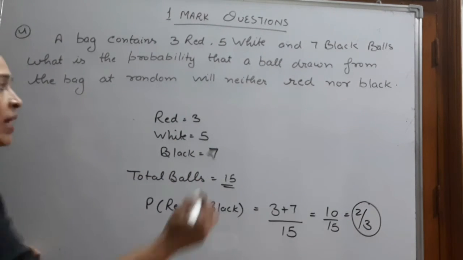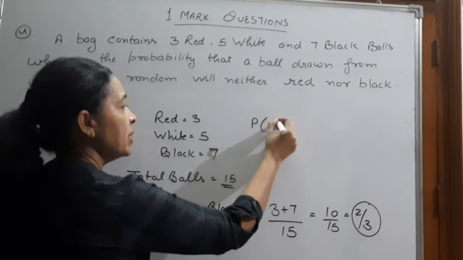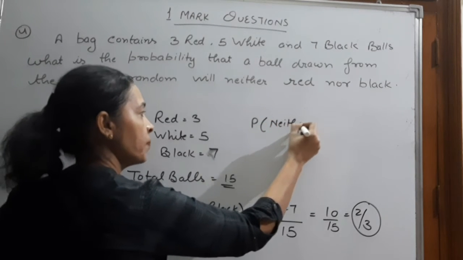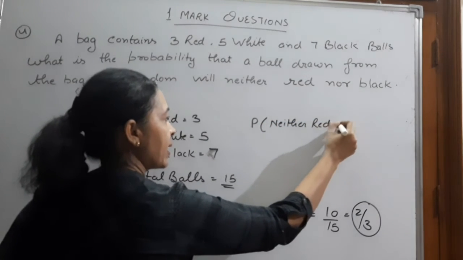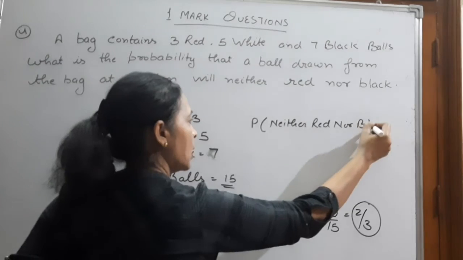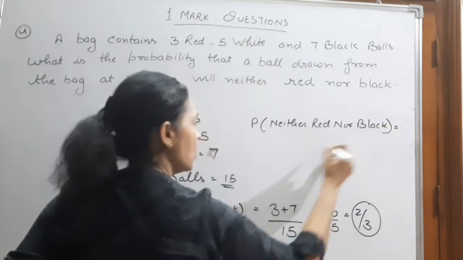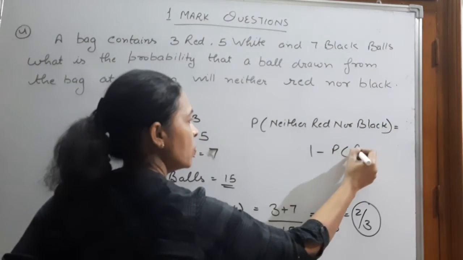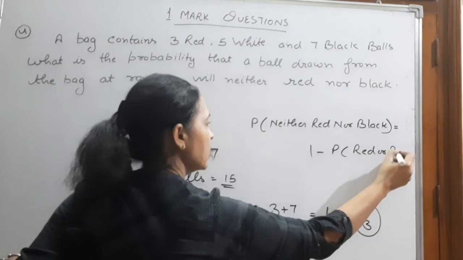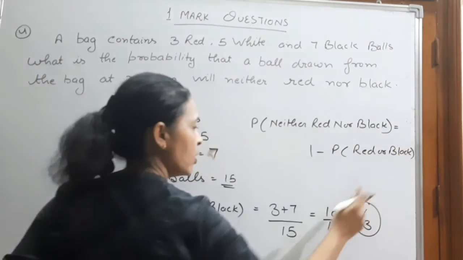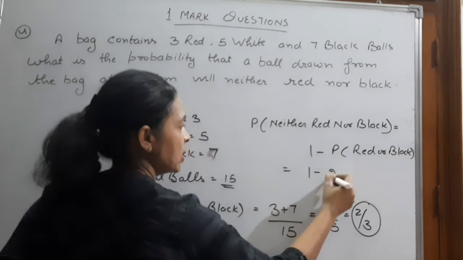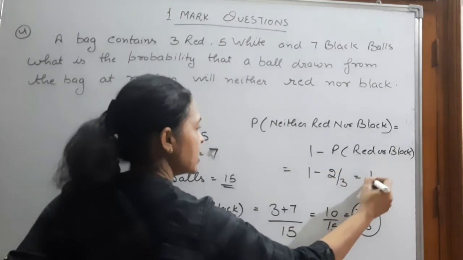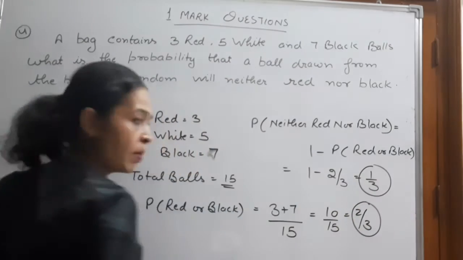What we have to find is the probability of neither red nor black. How can we find it? 1 minus the probability of red or black. What is the probability of red or black? 2 by 3. Therefore, 1 minus 2 by 3, that is 1 by 3, is our probability.